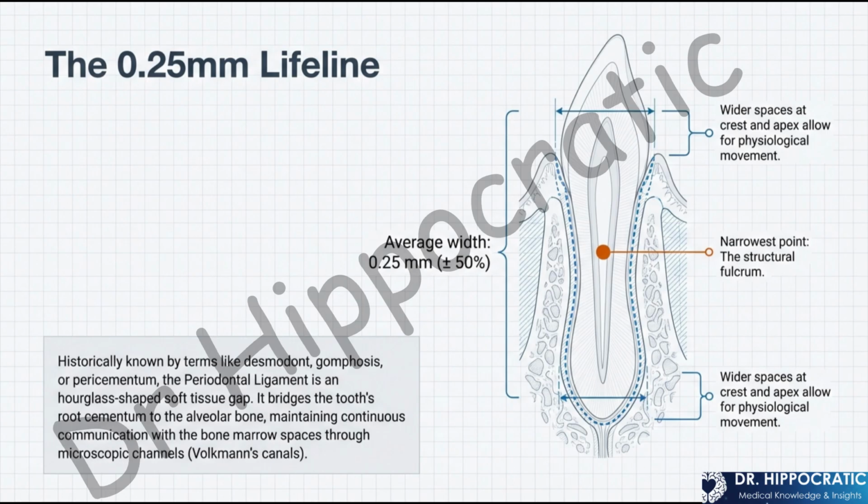The slide also notes that this tiny gap maintains continuous communication with the bone marrow spaces through microscopic channels in the bone called Volkmann's canals. We'll see how crucial those are for fluid dynamics in a bit. But a microscopic seesaw built into every single tooth to handle angled chewing forces is just wild. It really is. Which makes you wonder how the body builds that mechanism. Let's look at the anatomical overview.